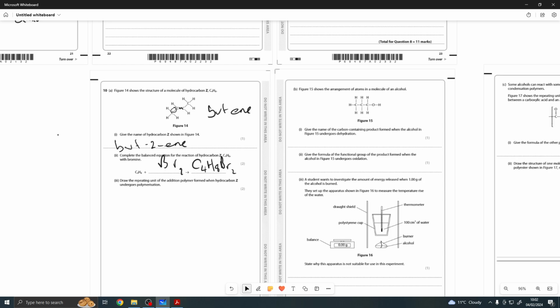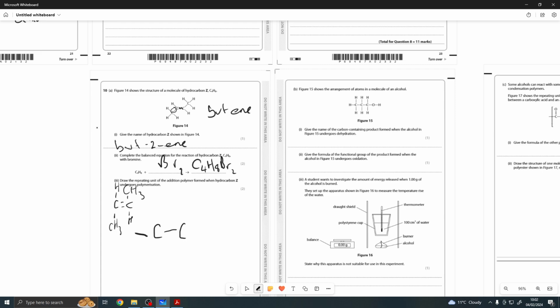It then says, draw the repeating unit of the addition polymer formed when hydrocarbon Z undergoes polymerization. So I would, as I told you before, make the double bond directly. So there's our double bond, right? So that's going to break. Our double bond's going to break. Okay, in fact, let me sketch up here. So we've got our double bond, okay, and on each one of these, we've got a CH3. Okay, this is, in the nice way to draw it, this is our monomer.